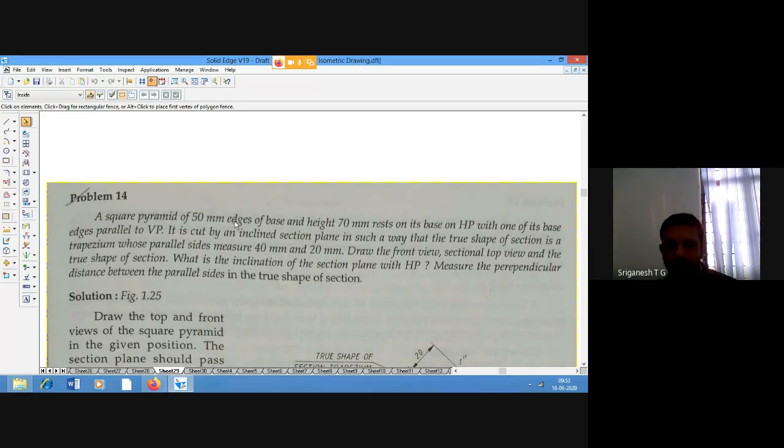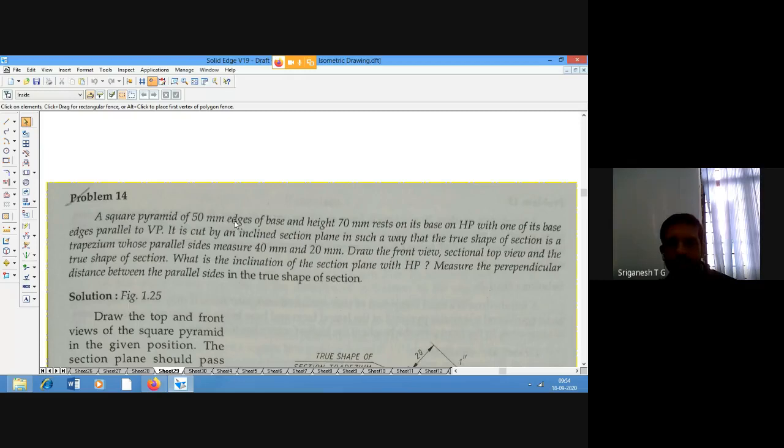Can you see the screen, all of you? Yes or no? Yes, sir. Okay, right. With one of its base edges parallel to VP. So we have to keep a square base of the pyramid on HP, and one edge of the square should be parallel to XY line.